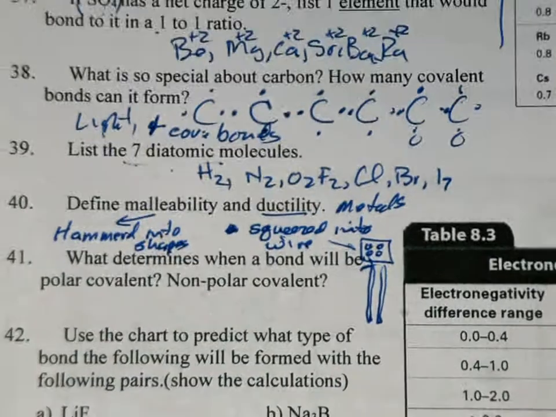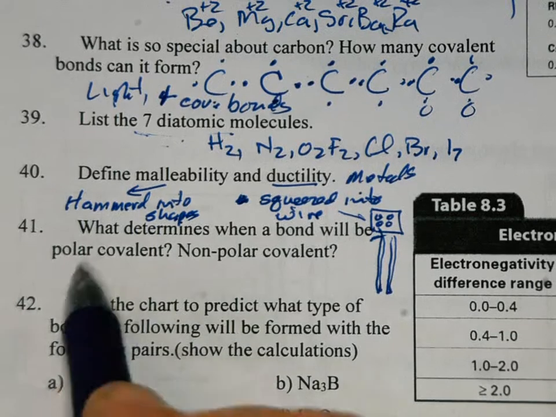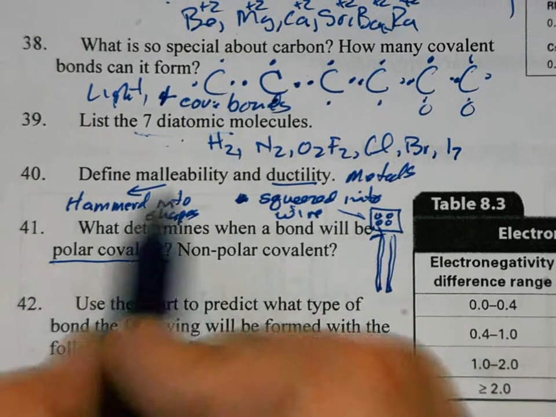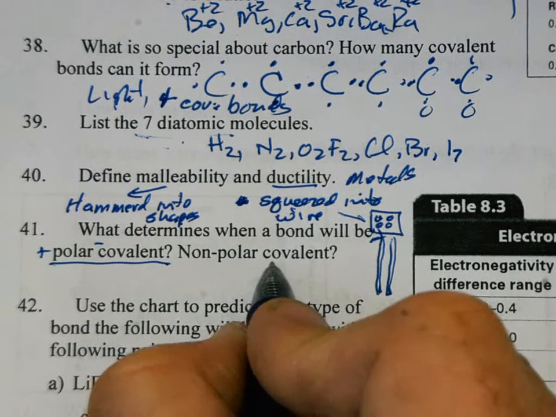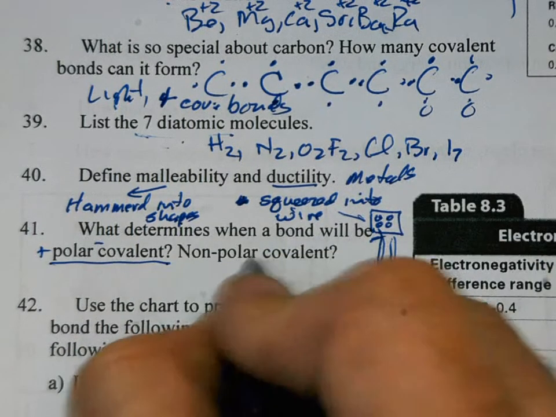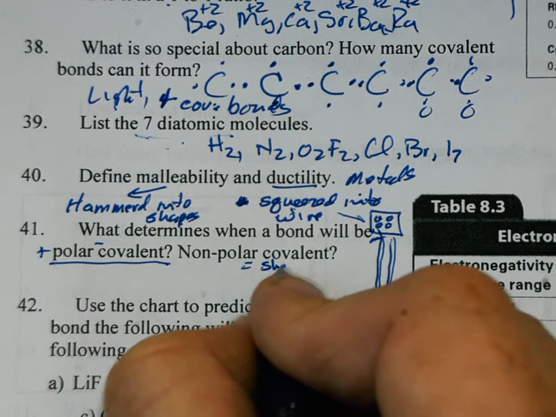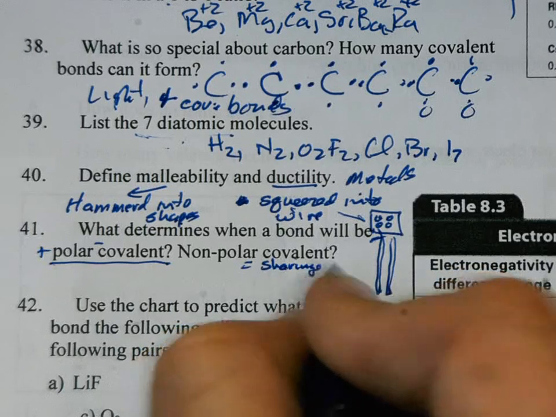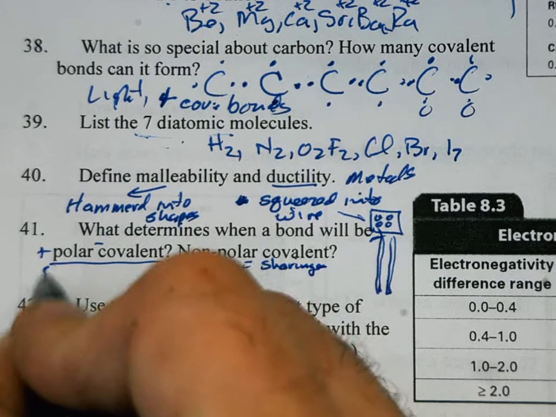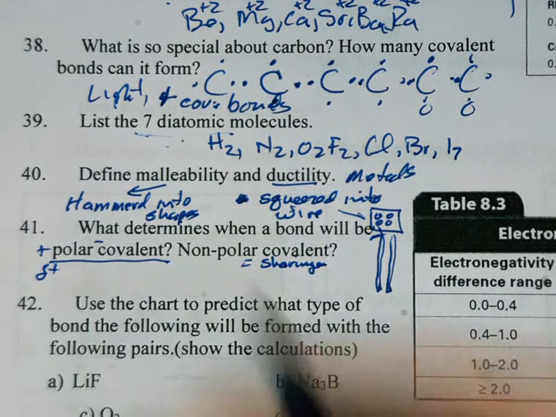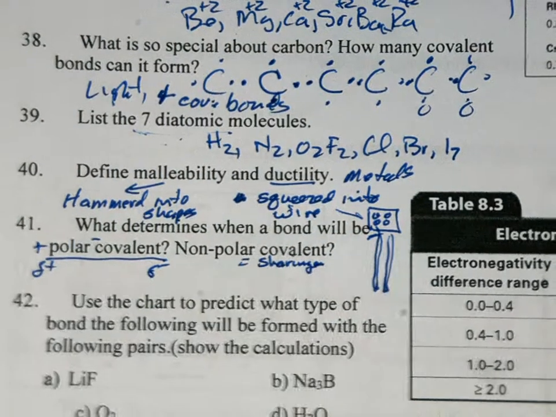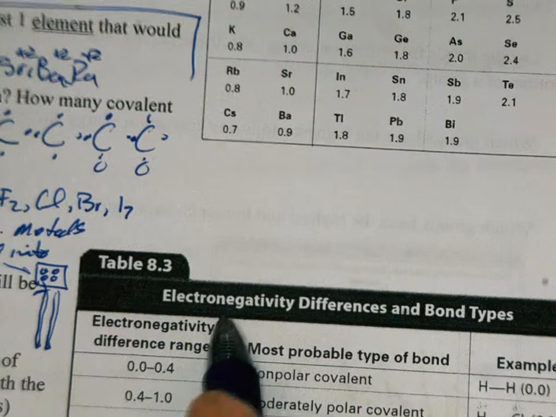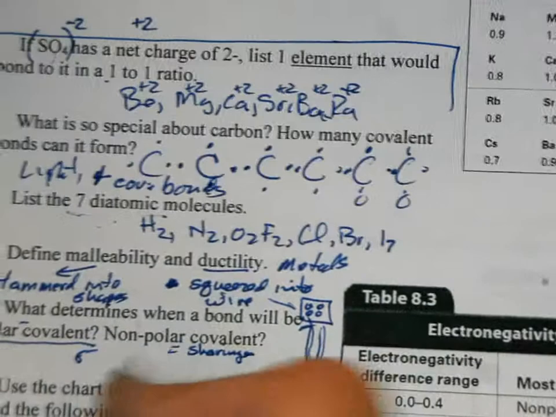What determines when a bond will be polar covalent? Polar means it has a plus or minus end. Or non-polar covalent, which means there's equal sharing of electrons. And so there's not going to be a partial positive, that's the symbol for partial positive, or a partial negative side. So what determines when a bond will be that? Well, it's going to be the element's electronegativity.